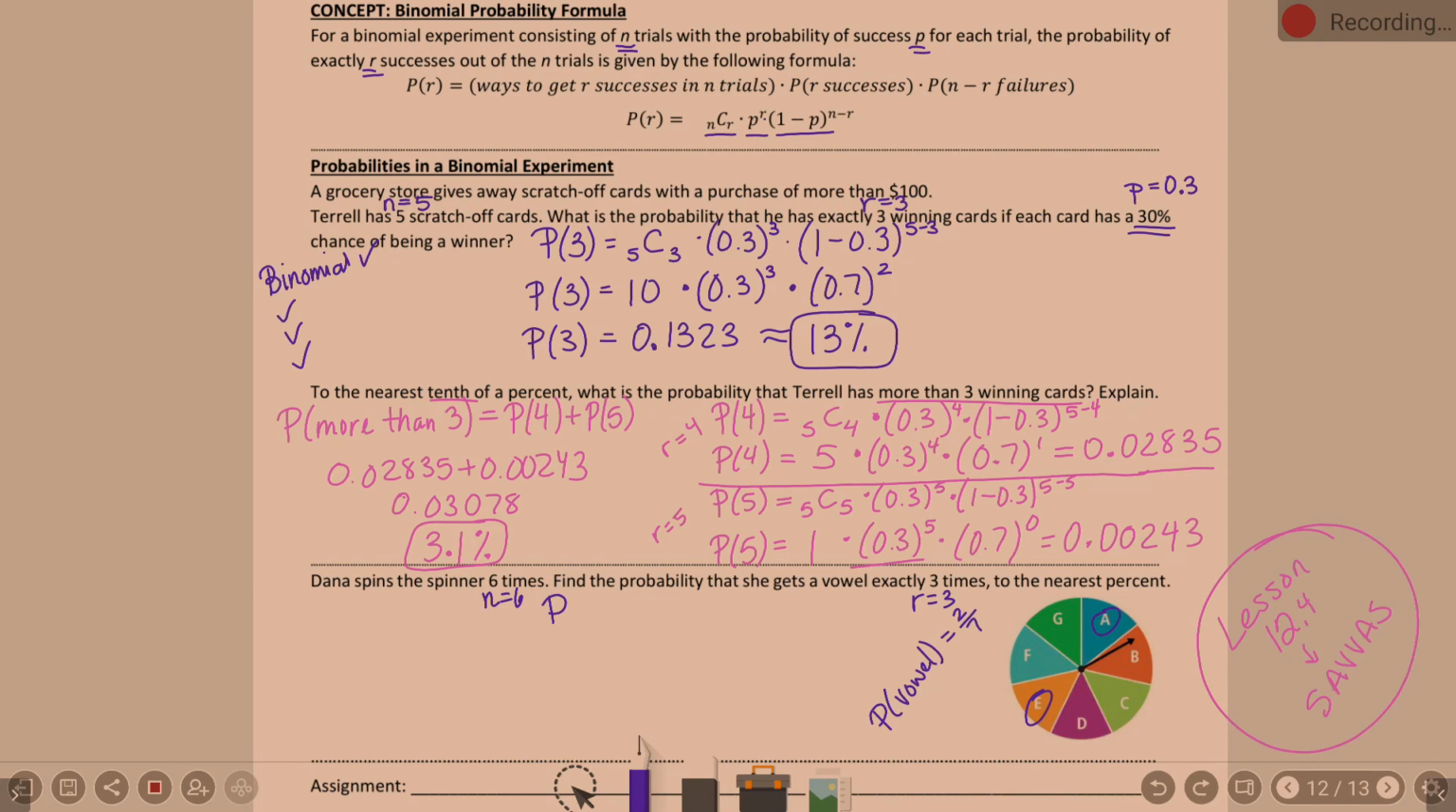So probability of 3, 6C3, P to the R. So 2/7 to the 3, and then 1 minus P, 1 minus 2/7 to the N minus R, so 6 minus 3. 20 times 2/7 to the third times 5/7 to the third. 0.169979195 for an approximate answer, of 17%. Have a good day.